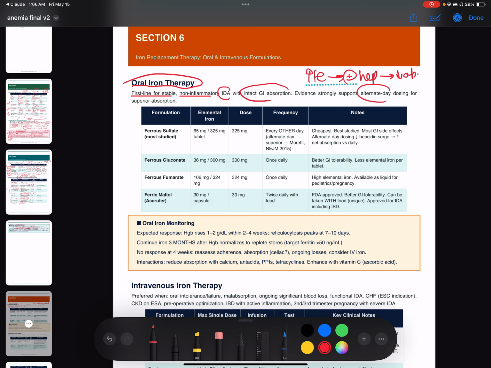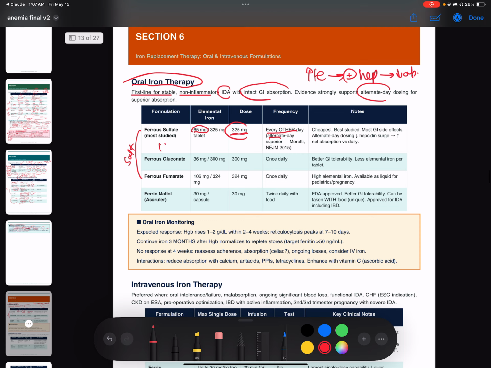So we have different forms of iron: ferrous sulfate, gluconate, fumarate, and maltol. The first three forms are salted iron, which means there is salt with the iron. And for each form we'll talk about how much elemental iron is in the dose you are giving. For example, ferrous sulfate, you give a dose of 325, but out of the 325, you have 65 milligrams of elemental iron. And again, we give it every other day.